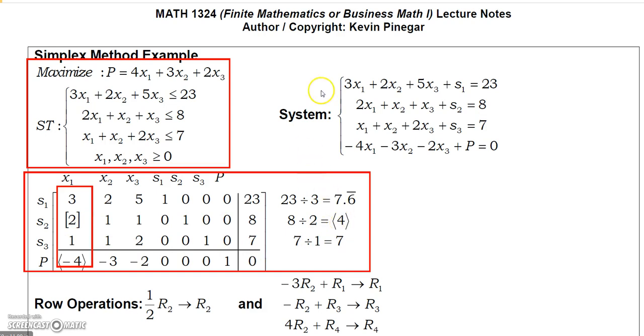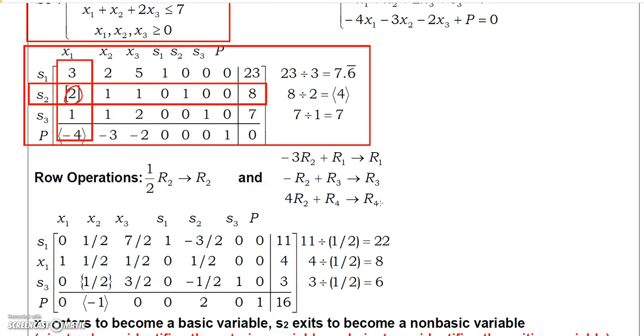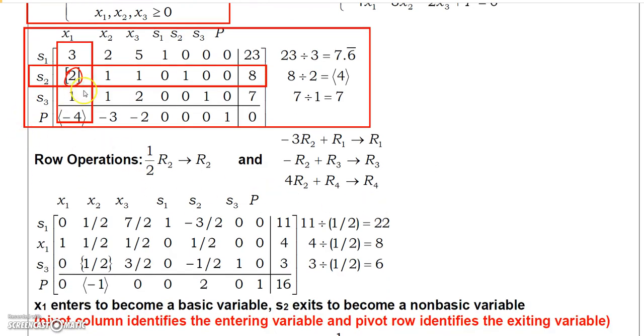So since 4 is the smaller quotient, that tells me that I'm going to be pivoting on the second row, which intersects the pivot column at this 2. So the pivot row and the pivot column intersect there at 2, then I need to pivot on that 2. Now, like I did before, I'm not actually going to go through all the operations. I'm just going to tell you what's going to happen if you complete this one pivot.